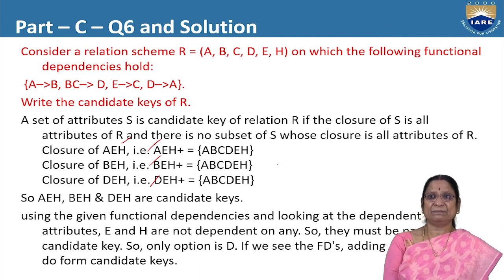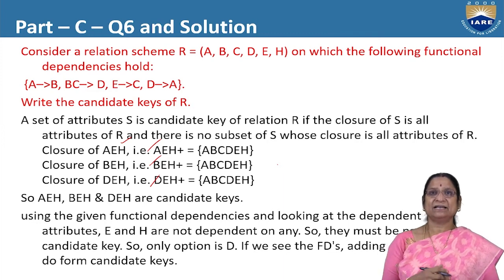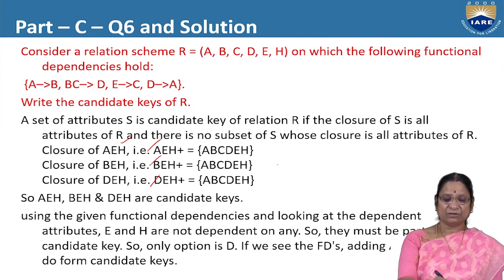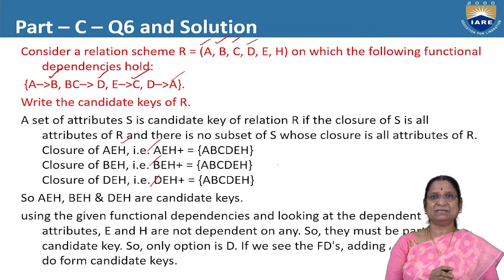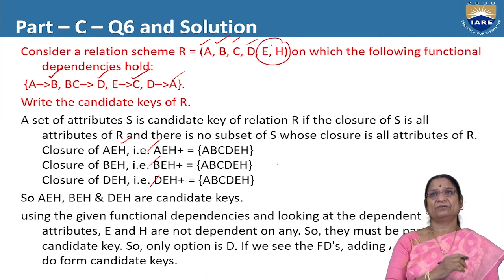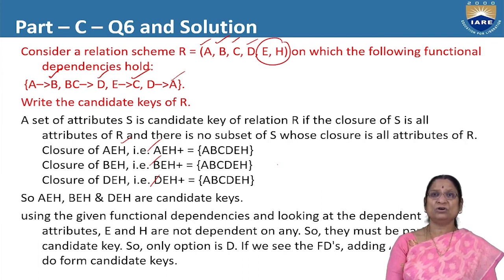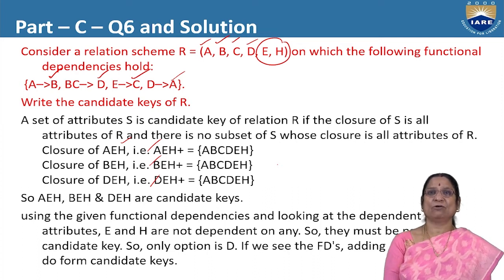Using the given set of functional dependencies, looking at the dependent attributes, you observe that B is dependent, D is dependent, C is dependent, A is also dependent. So B, C, A, D are dependent on something else. A determines B means B is dependent on A. So that's why these two, E and H, are not dependent. So any combination of these two attributes with others will be a candidate key. Always remember that.